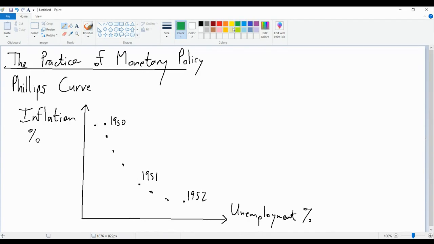And what Professor Phillips discovered was that if you did that, you seem to get basically a downward sloping line. In other words, for the years for which he had data, it appeared that there weren't random combinations of inflation and unemployment. Rather, whenever inflation was high, unemployment was low. Whenever inflation was low, unemployment was high. And so this statistical relationship is the Phillips curve.